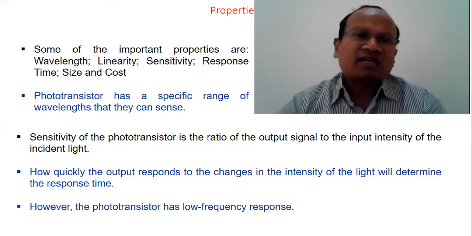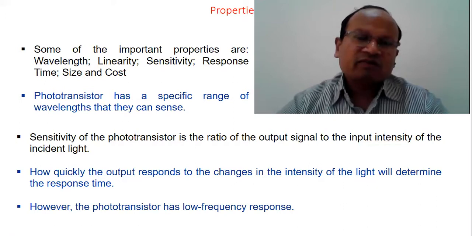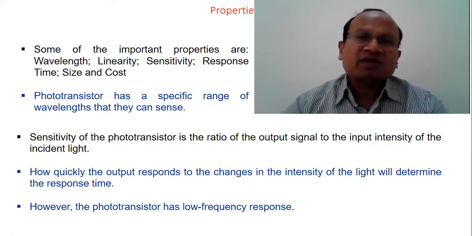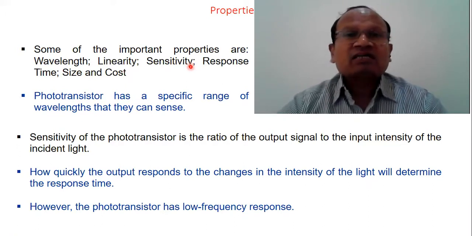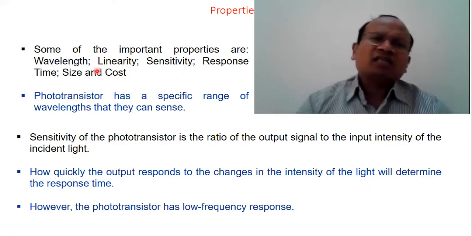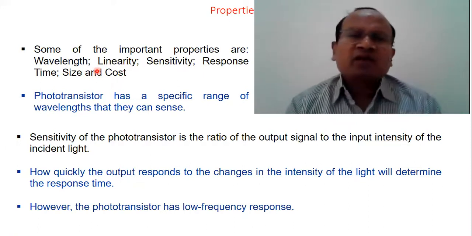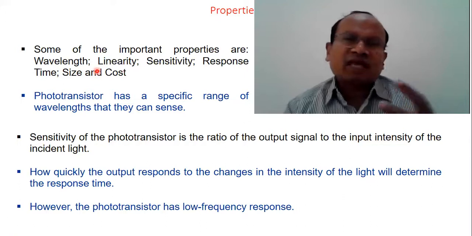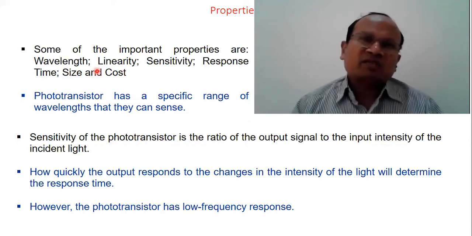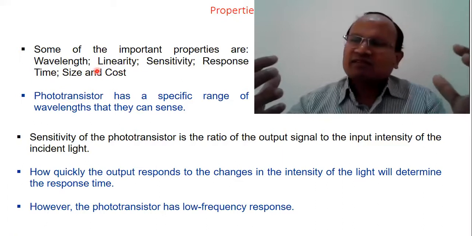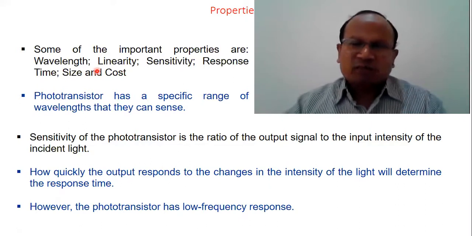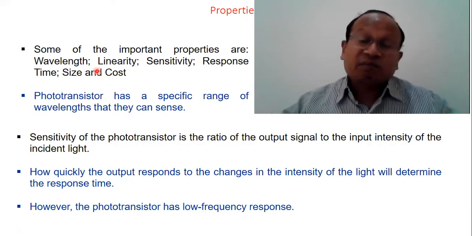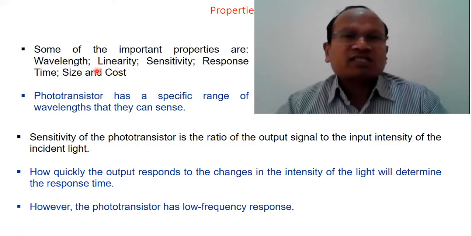After discussing the characteristics, there are some properties. A few of the properties I have discussed in terms of some factors or parameters. They are: linearity, wavelength, sensitivity, response time, size, and cost. All these properties of the phototransistor are self-explanatory. We know what wavelength means: there is a range of wavelength. When the light signal is falling on the base region, a specific range of wavelength will produce a specific spectral response of the phototransistor. So that's the important property.